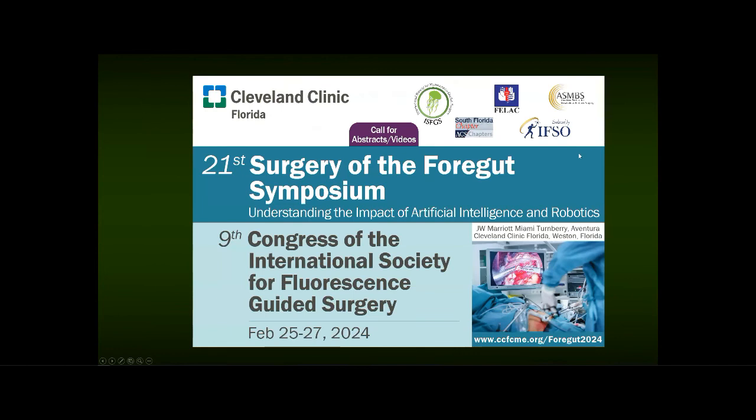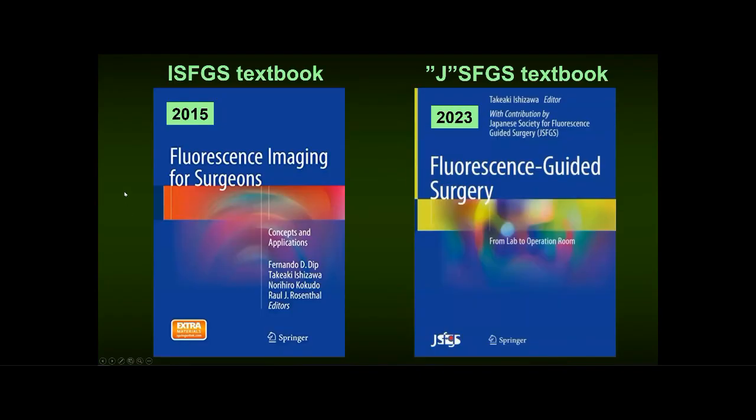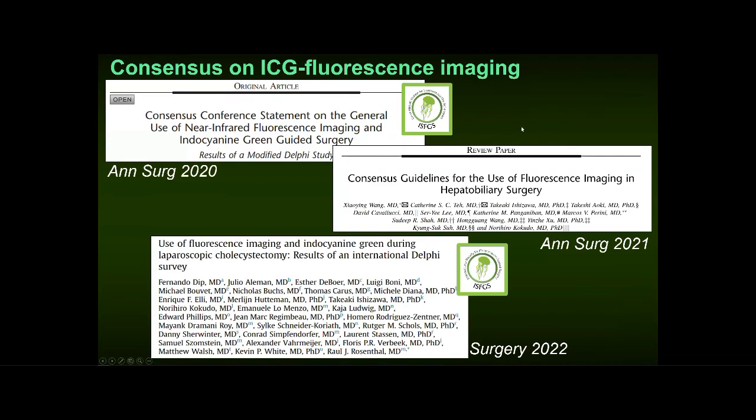And next year, we are going to have the 9th Congress of the ISFGS, so please come to present your experience of fluorescence guided surgery. And we have published textbooks from ISFGS, and the right one has just been published under the supervision of the Japanese Society for Fluorescence Guided Surgery. And we are creating the consensus guidelines as I presented previously.